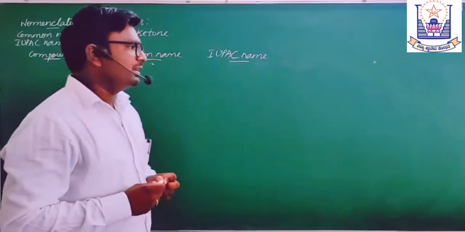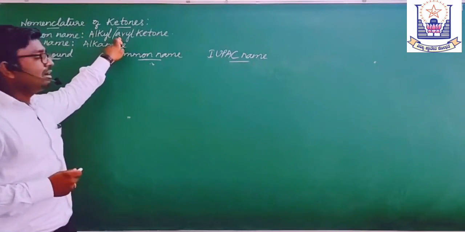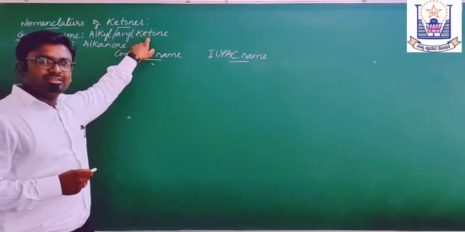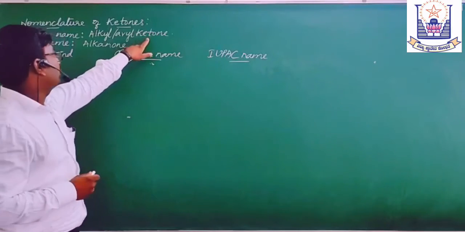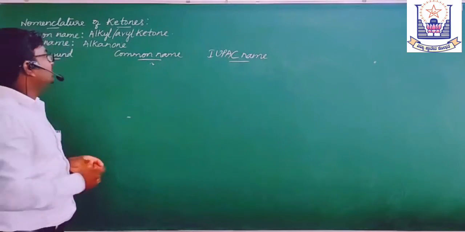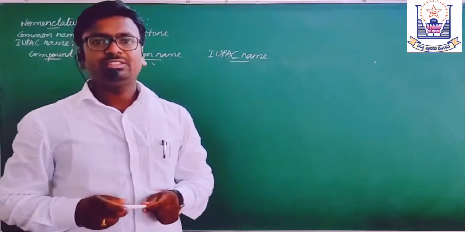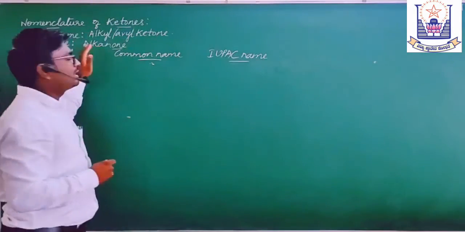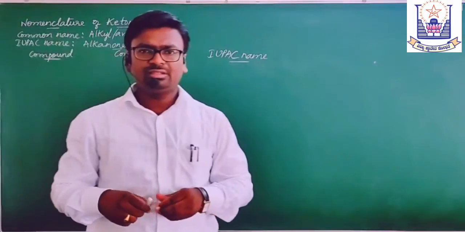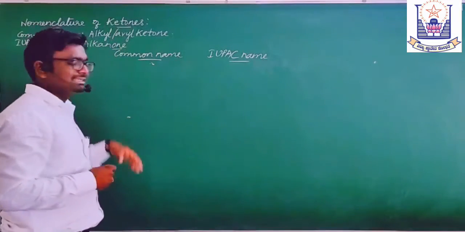The common name will have the sequence alkyl or aryl ketone, meaning at the end the class of the compound is given as it is. In the IUPAC name we use a suffix. The suffix for ketone is "one", so it is called alkanone. If benzene is present, we call it phenone. Let us have some examples.